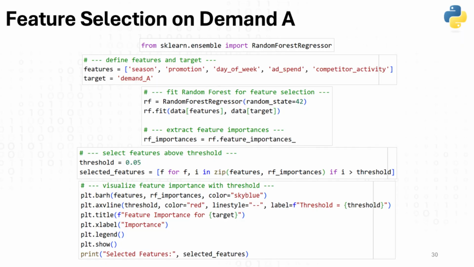In this slide, we translate our random forest theory into a functional Python workflow using scikit-learn. The process is divided into 4 clear steps to ensure our optimization model only receives the most impactful data signals. First, we define our features and targets. We list our exogenous variables like season, promotion, and ad spend, and set our target as demand A.